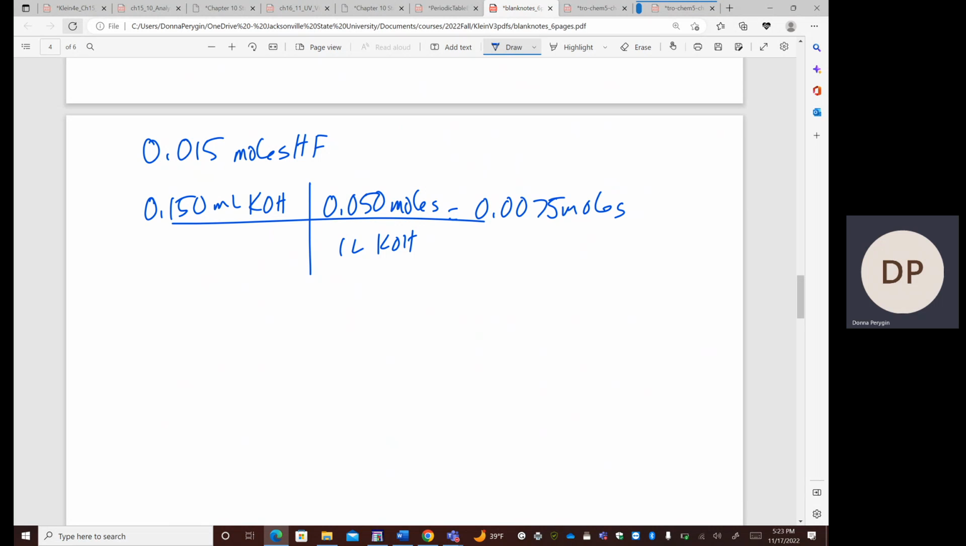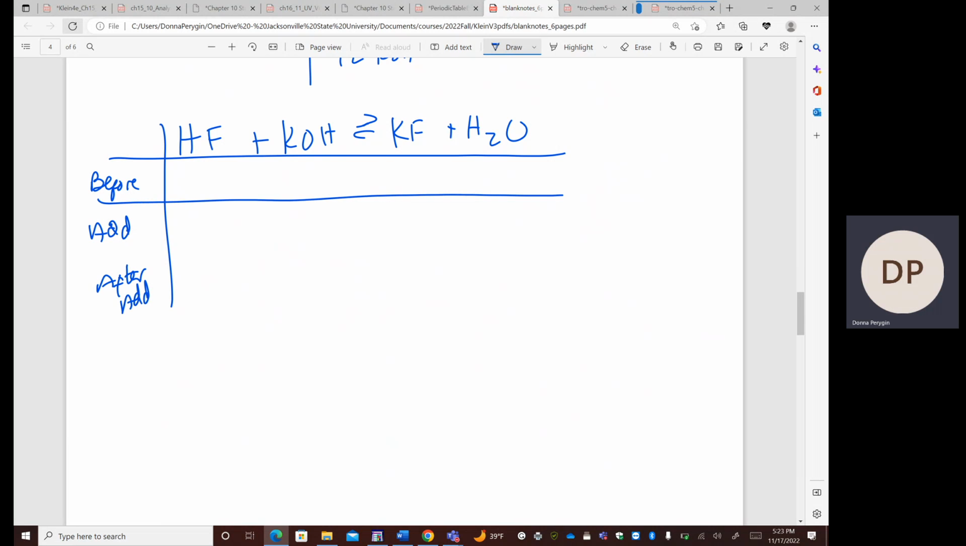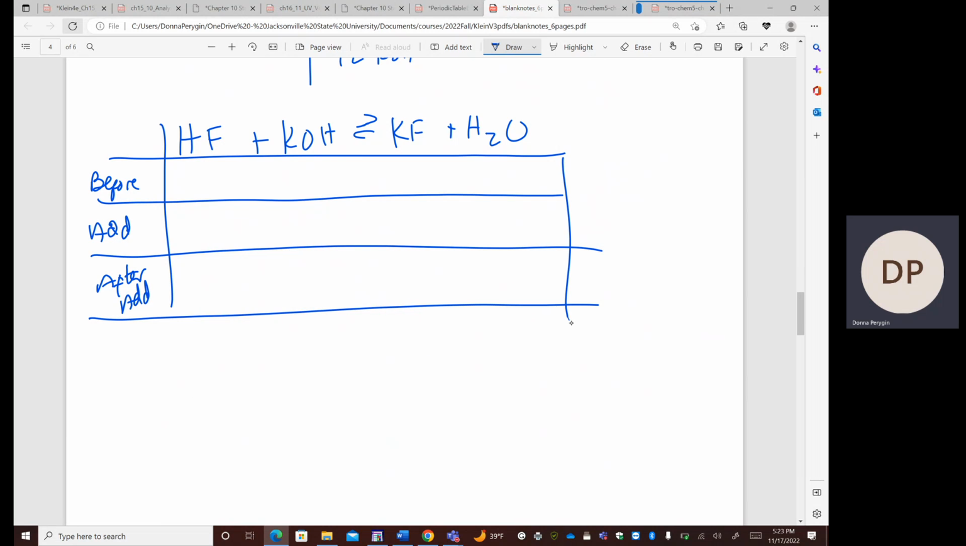So let's do our table. Let's go ahead and write our equation. HF plus KOH goes to KF plus H2O. All right, now we're doing a reaction. Okay, so we get a before, our addition, and our after addition. So this is not really an equilibrium. This is our reaction. So that's why we're doing a before addition and after addition. And it's our moles that are reacting. So we need to calculate the number of moles we have.